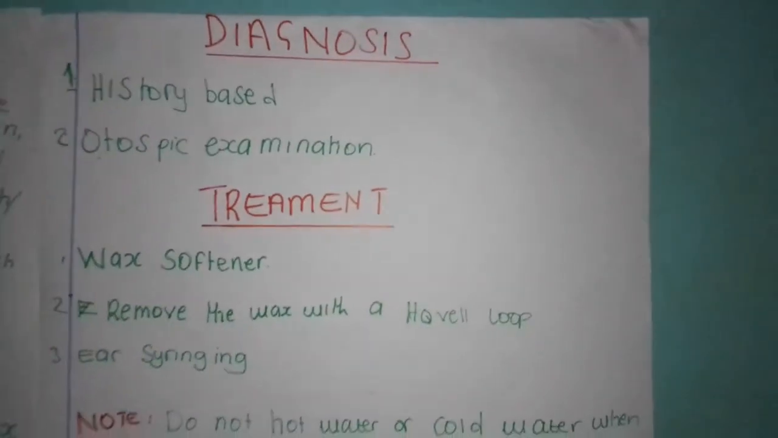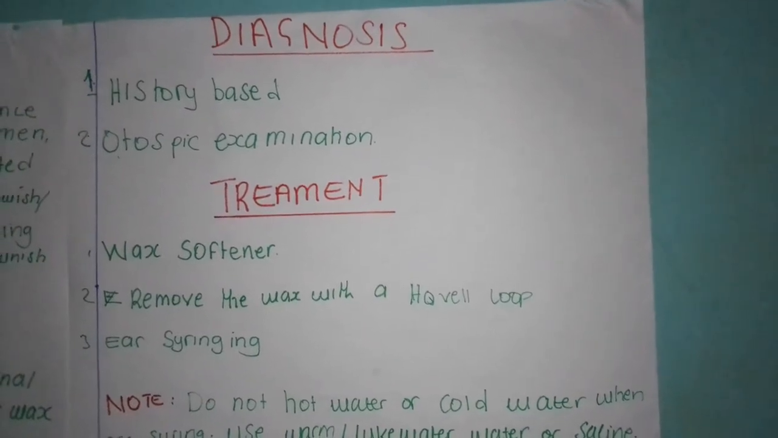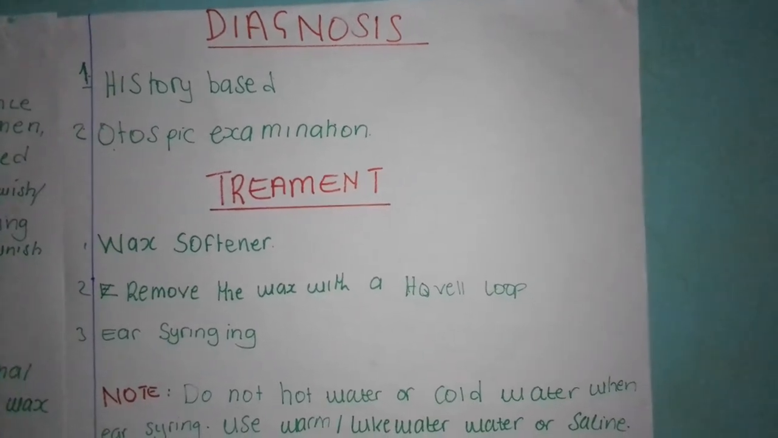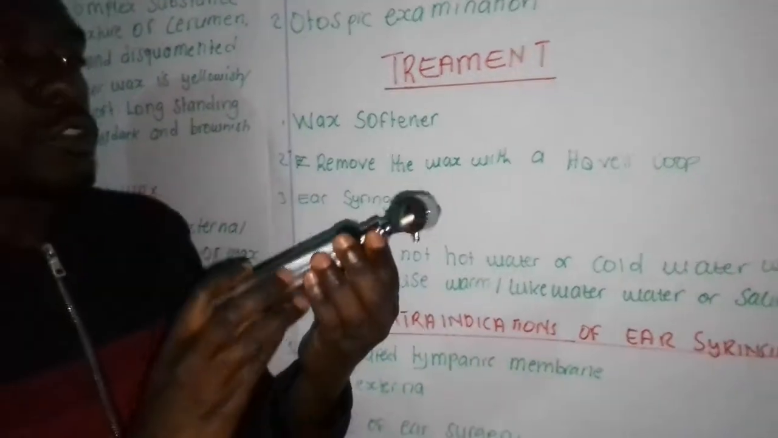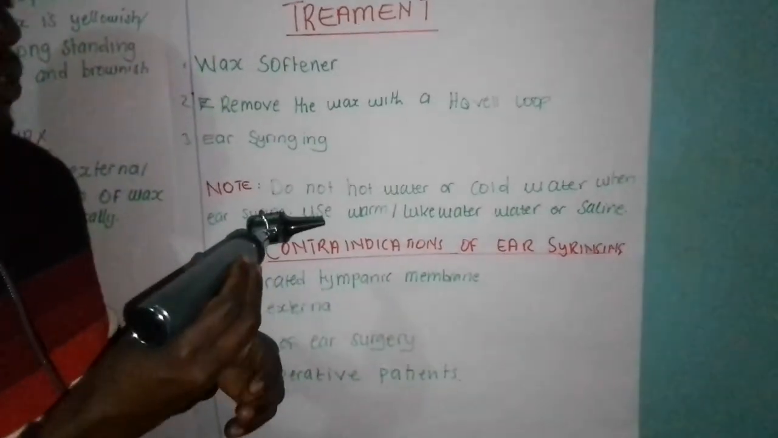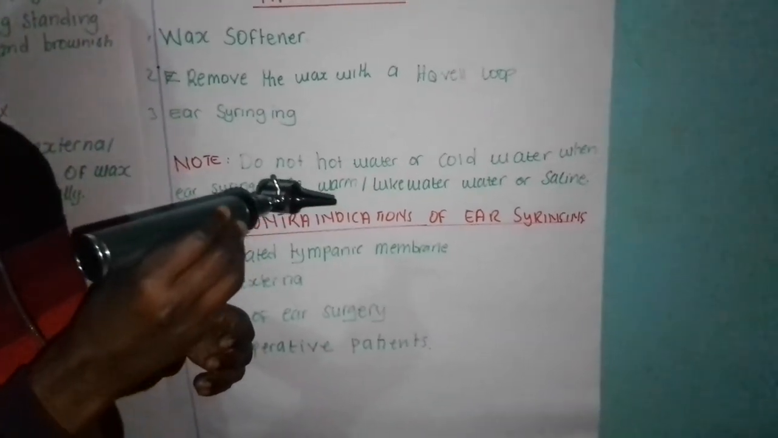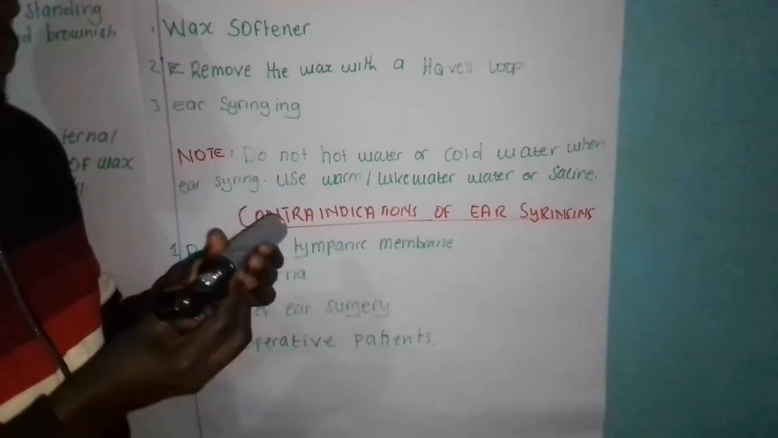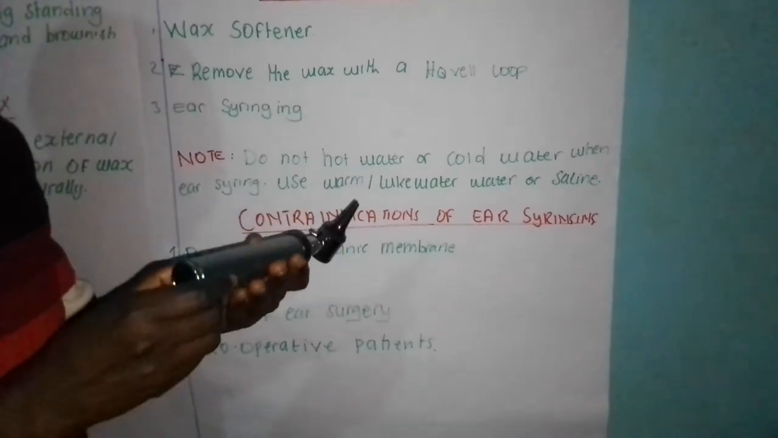What's the diagnosis? How do we diagnose? The diagnosis will be history-based, based on what the patient will be telling you, or the clinical picture. Then you can also use otoscopic examination. In doing otoscopic examination, you use an otoscope. Remember when you are using an otoscope, when you're examining the right ear, use the right hand, holding the otoscope like the way you are holding a pen. So right ear, right hand, and left ear, also left hand. So this is an otoscope.